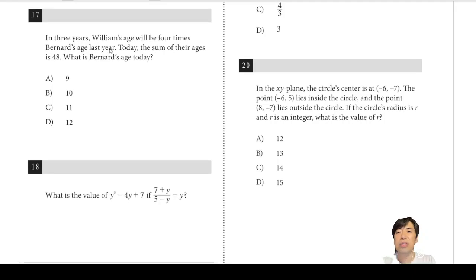17. In 3 years, William's age will be 4 times Bernard's age last year. Today, the sum of their ages is 48. What is Bernard's age today? It's asking for Bernard's age today. So let's set the variables here. At present time, William's age is W, and Bernard's age is B, let's say.